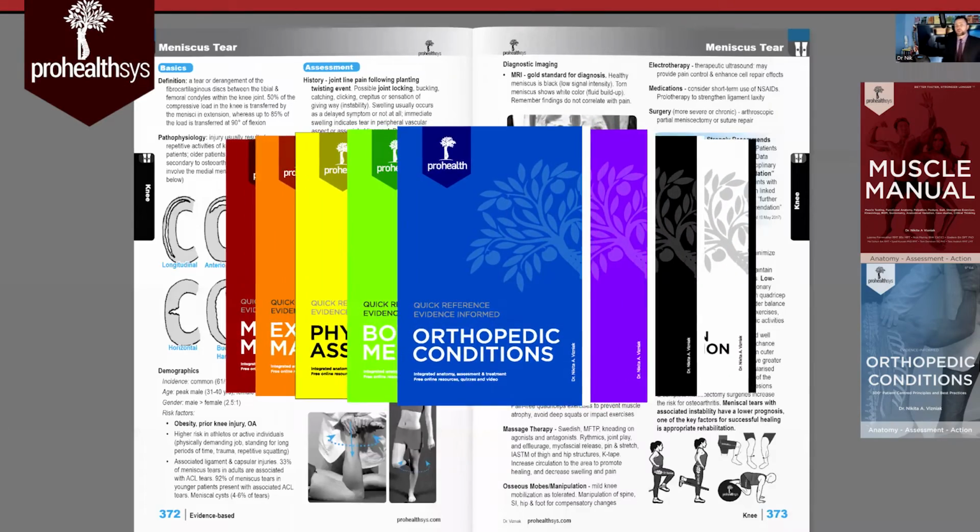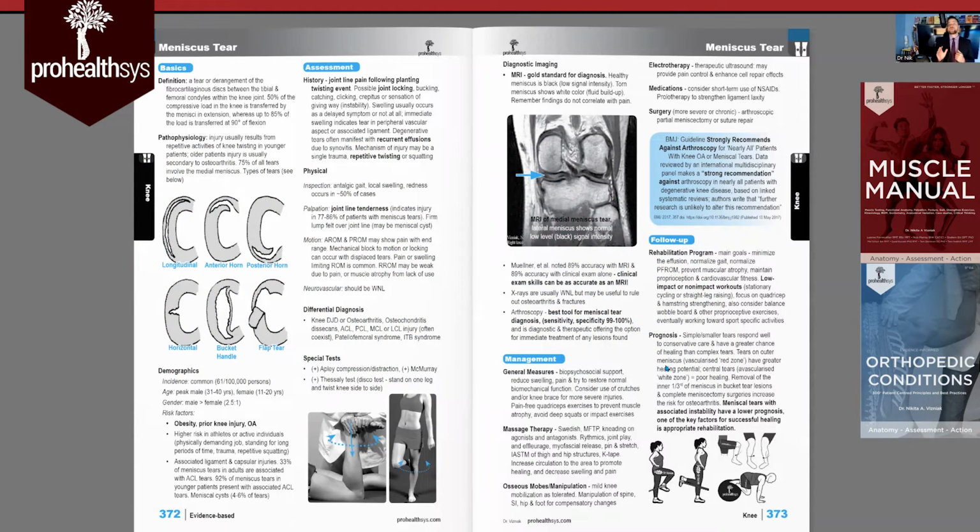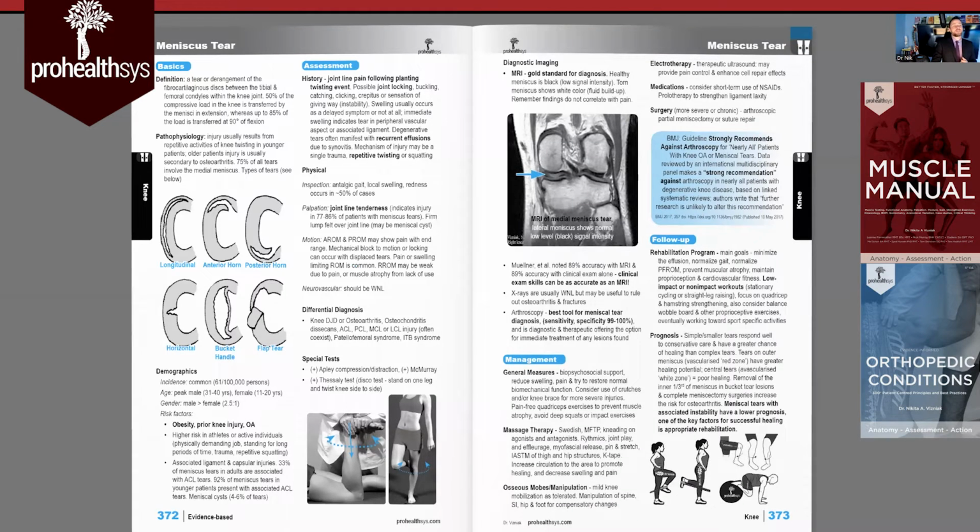All right, everybody. So here we are. We're going to talk about one of my favorite conditions ever, meniscus tears. You should be able to figure out a meniscus tear right away and then be able to get this person the right treatment or referral as needed. So a couple of key things for us to understand right here.